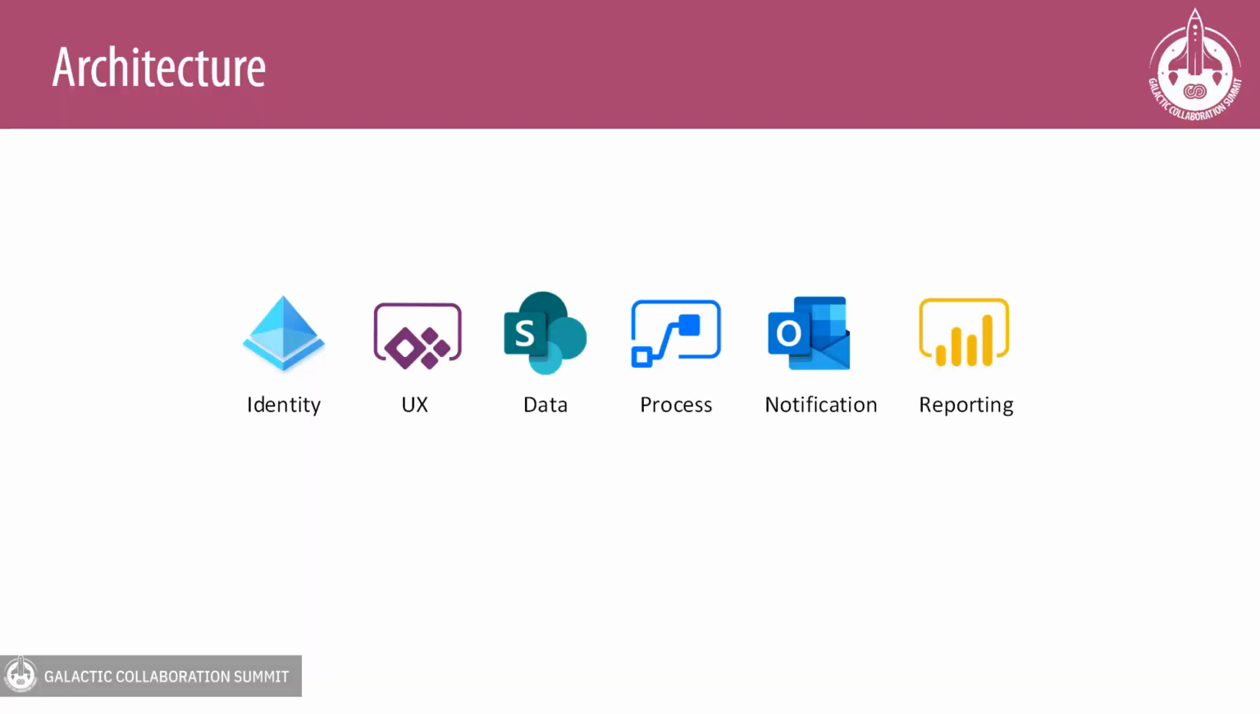Now that you've seen this really cool demo, let us describe what this architecture really looks like under the hood. We've basically got these 6 components that we're relying on to build this entire solution. We're using Azure Active Directory to manage identity and who has access. We're using Power Apps to build our user interface to drive the predominant way that users interact with the system. We're storing data in SharePoint. We're using Flow for process. We're sending emails with Outlook to notify people what they need to do. And finally, we're providing reporting with Power BI.